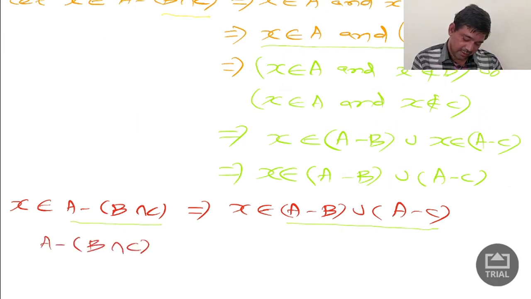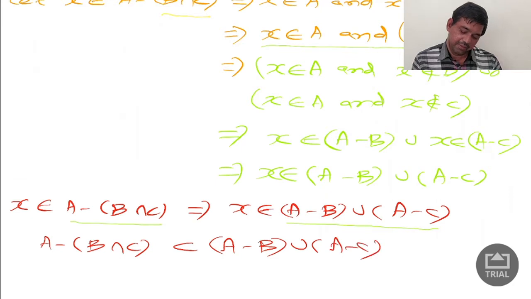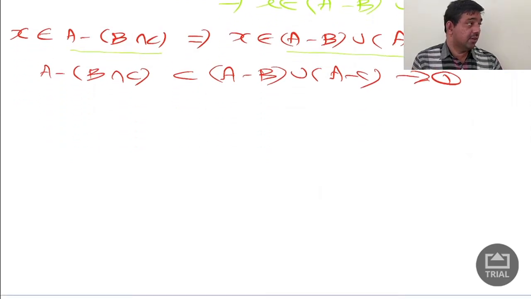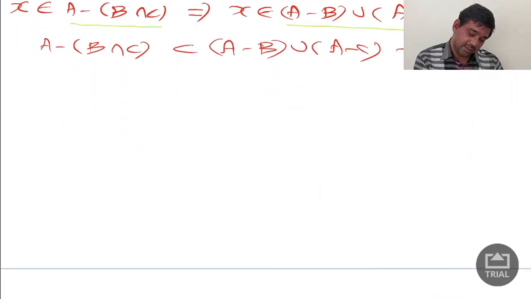A subset of b. Call it as equation 1. Understood? Now let us go for the next one. Let us go for next part. What is the next part?